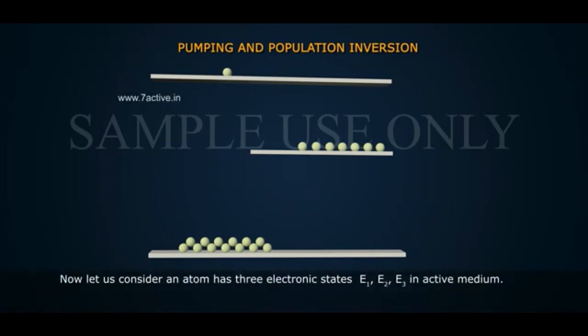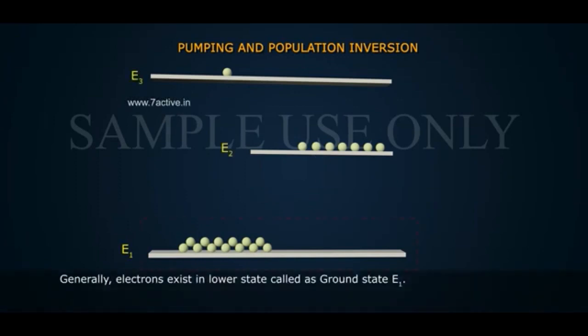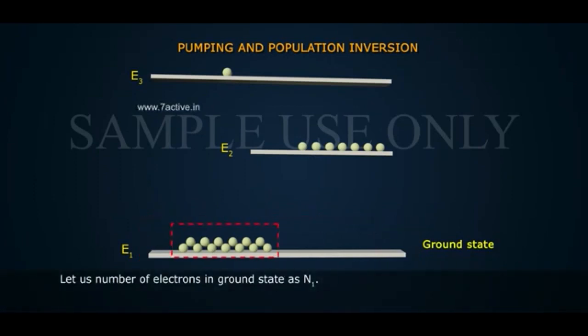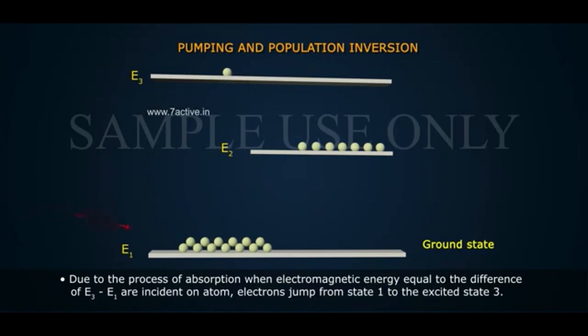Now, let us consider an atom that has 3 electronic states, E1, E2, E3 in an active medium. Generally, electrons exist in the lower state called the ground state E1. Let us denote the number of electrons in the ground state as N1. As we have already learned, due to the process of absorption, when electromagnetic energy equal to the difference of E3 minus E1 is incident on the atom, electrons jump from state 1 to the excited state 3.